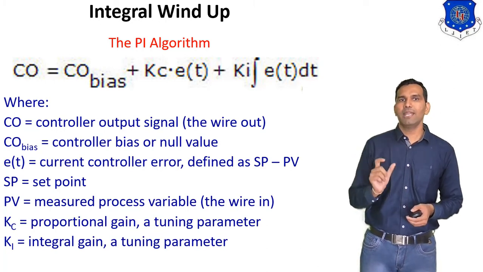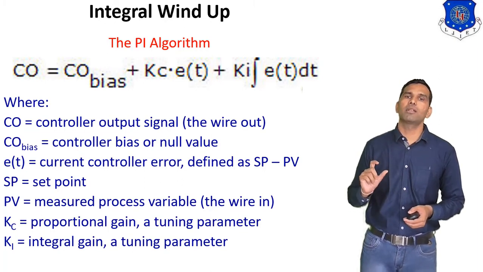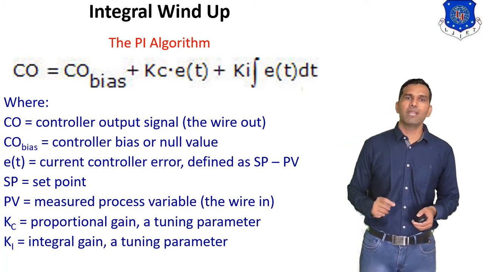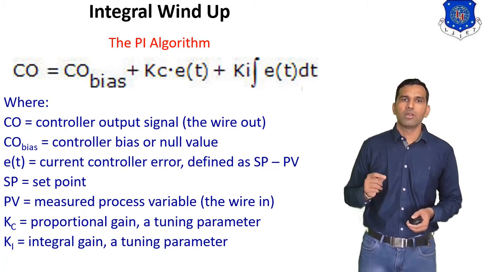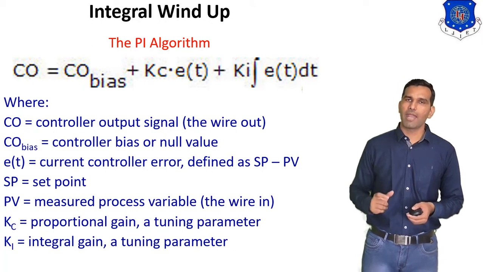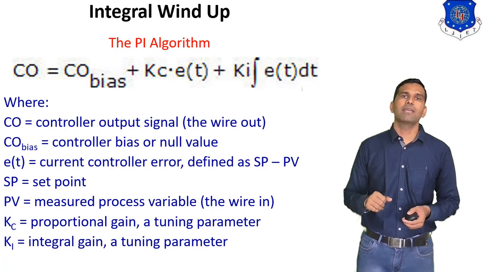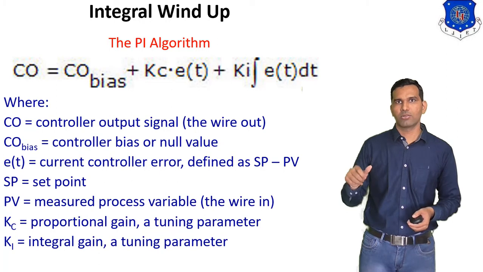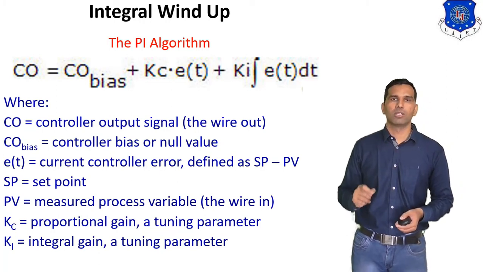e(t) indicates the current controller error. That means error is nothing but the difference between the set point and the process variable. SP indicates the set point. PV indicates the measured variable or the process variable. Kc indicates the proportional gain, or we can say a tuning parameter, and Ki is known as the integral gain, also a tuning parameter. So this is the general equation of the PI algorithm.